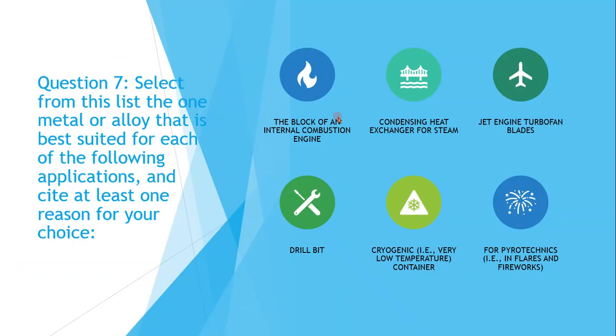So question 7, select from this list the one metal or alloy that is best suited for each of the following applications, and cite at least one reason for your choice. So we've got a block of an internal combustion engine, condensing heat exchanger for steam, jet engine turbofan blades, drill bit, cryogenic, a very low temperature container, and pyrotechnics. Some of these do include non-ferrous alloys. So have a guess, have a think, what do you know? About the Blackbird in the US, that thing has titanium in it, so you'd want to use that.